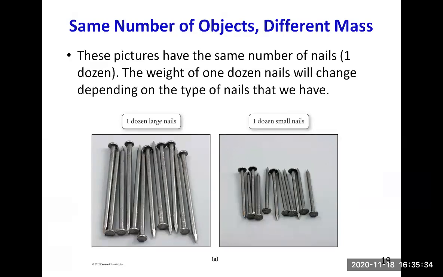So here, these pictures have the same number of nails. There is a dozen in each case. But the weight of 1 dozen nails will change depending on the type of nails we have. If you have long, heavier nails, the mass of a dozen nails will be larger in the case of the left nails compared to the right nails. A dozen of smaller nails here will have a smaller mass.